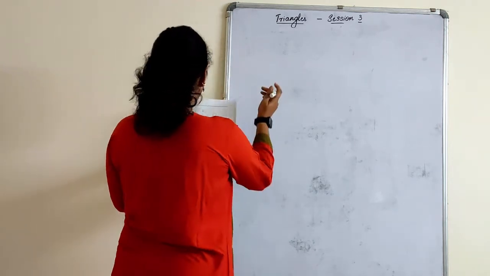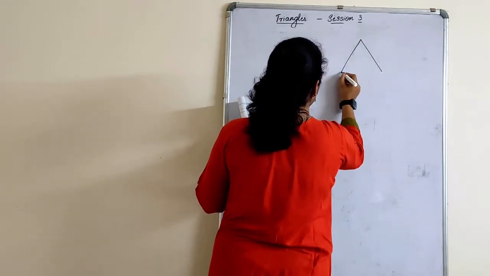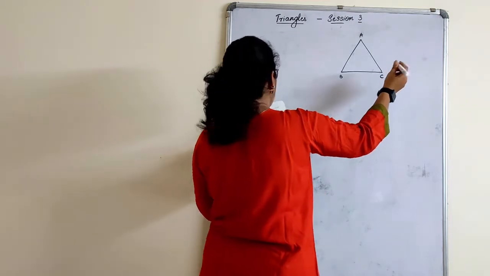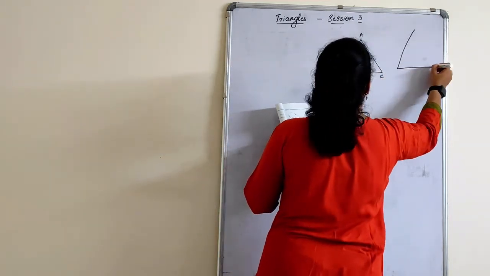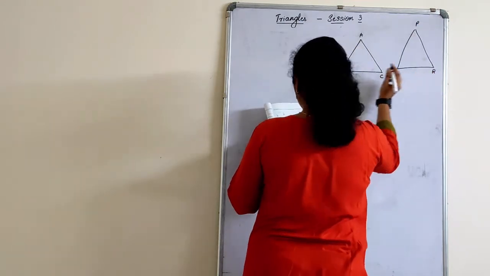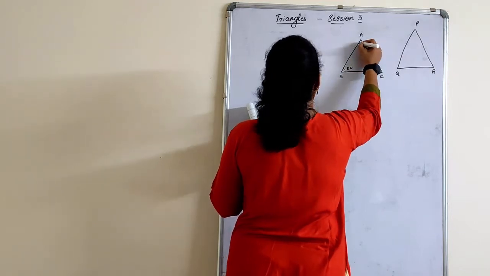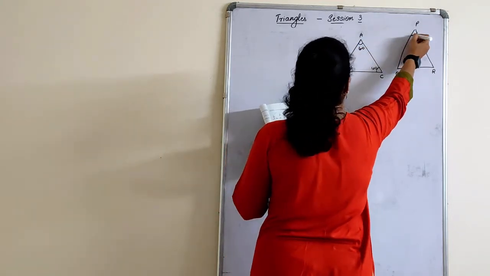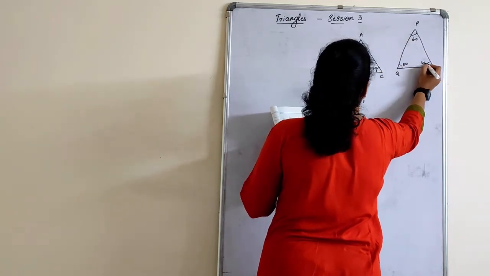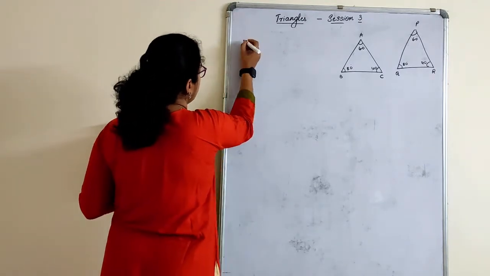So the first one, the figure given here, I will draw it to my right hand side here. The first is ABC, and the second is PQR. Mark the angles 80, 40, 60, 60, 80 and 40. So what do you tell here? They are similar. Why?